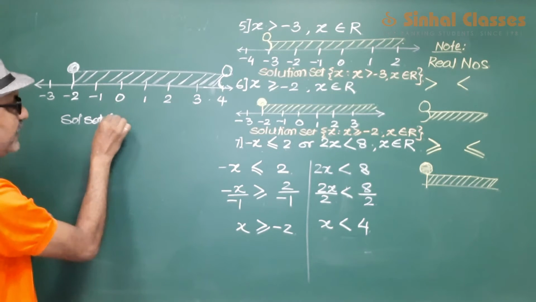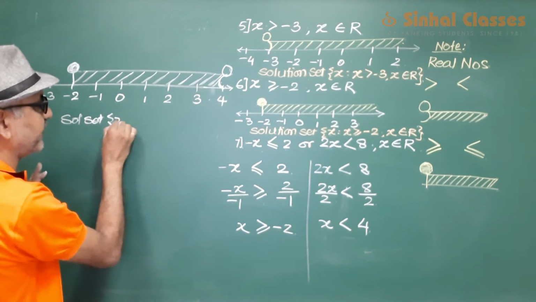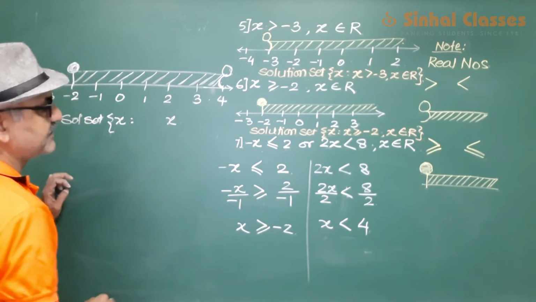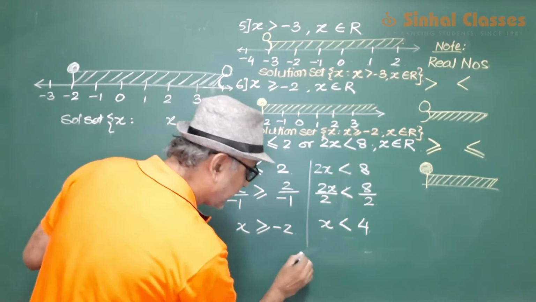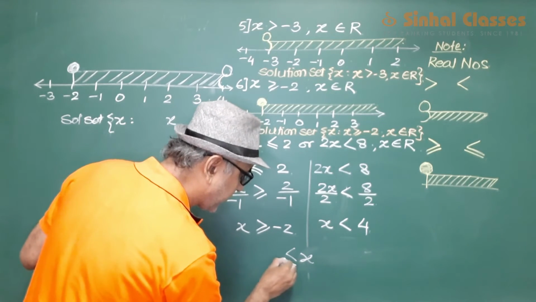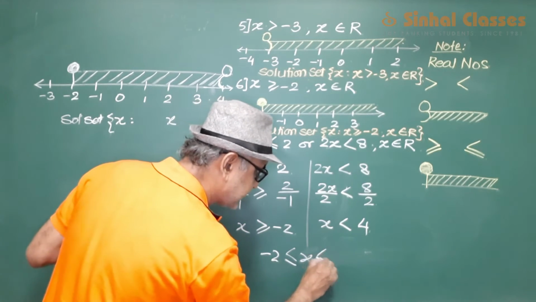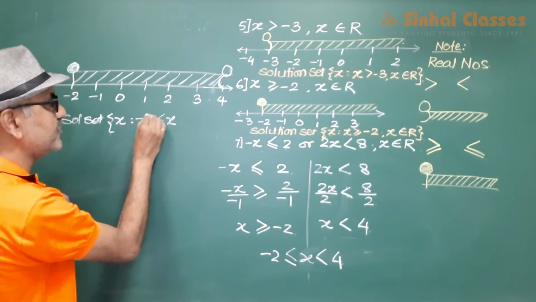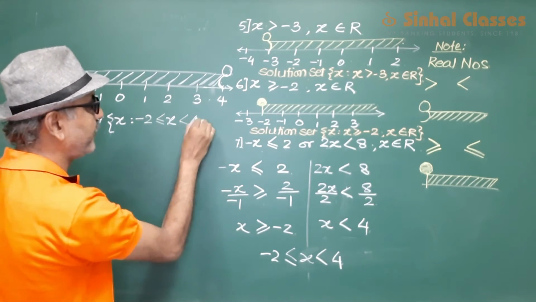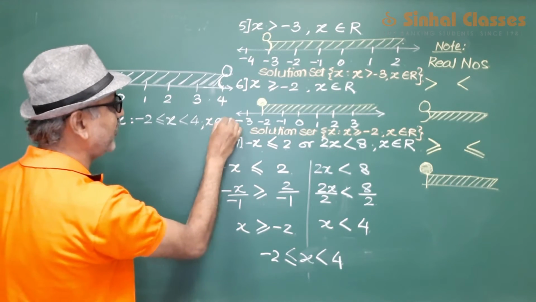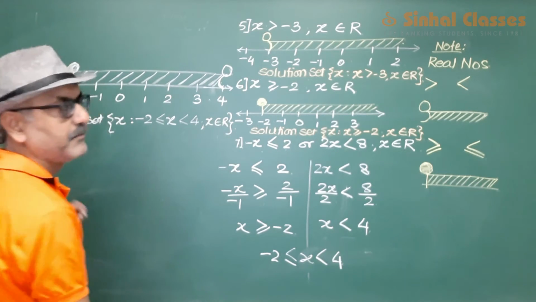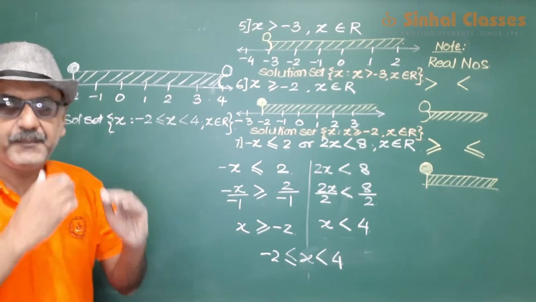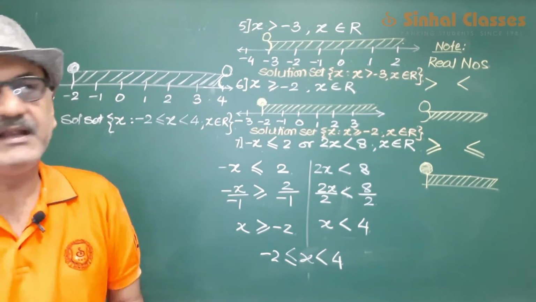As I have told you, nothing to worry about, simply write it in the set builder form: x such that x is greater than or equal to minus 2 but lesser than 4, and it belongs to the set of real numbers. Am I clear? So these are the basic fundamentals of this chapter, linear inequations.